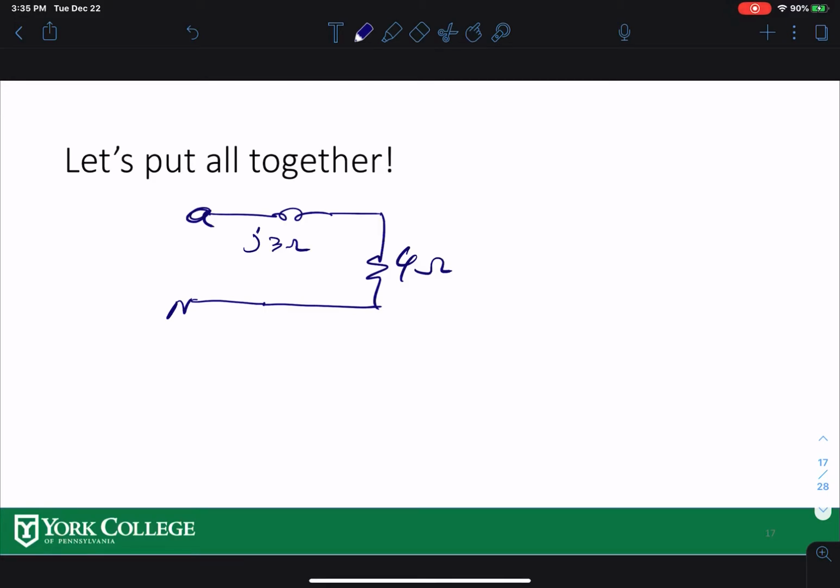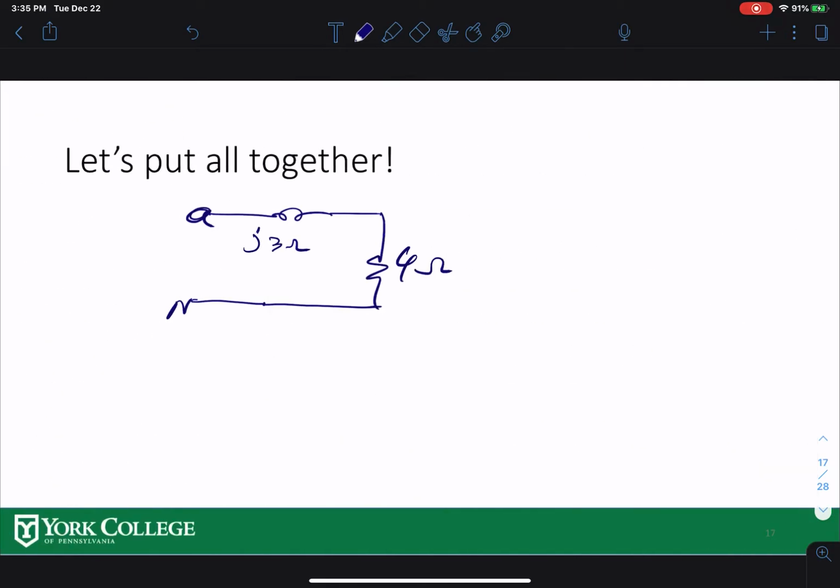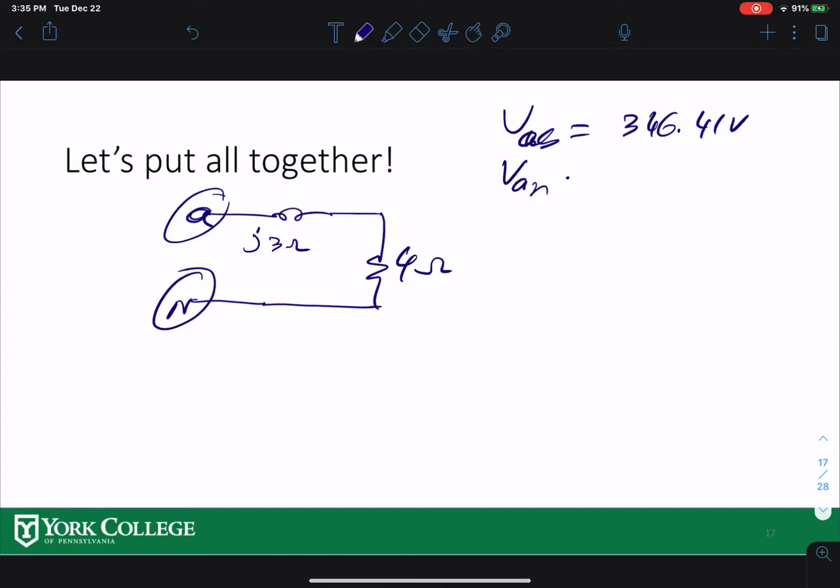Now if I go back to this circuit over here, your voltage over here is 346.41. This is line to line voltage. I have to convert that to line to neutral over here. VAB was given as 346.41 volts. I need VAN. Remember that I have A to neutral, right? So I have to divide this by square root 3, remember that. If I divide that, that becomes 200 volts, right?